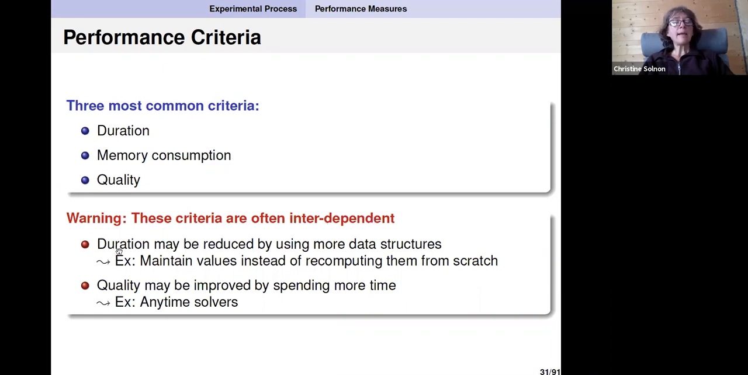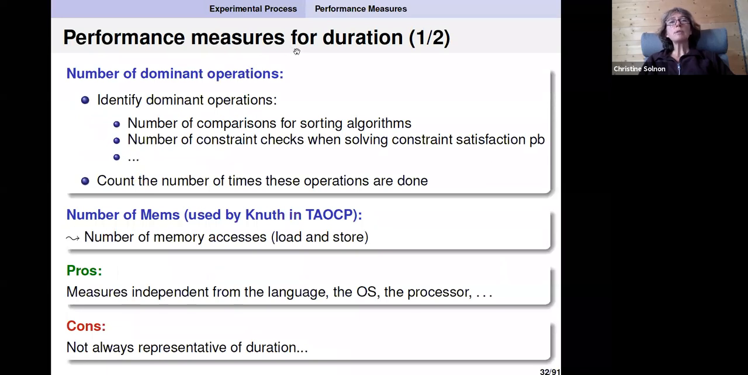It is well known that we can reduce the duration of an algorithm by using more data structures. For example, more data structures to maintain values instead of recomputing them from scratch at each iteration. And also, of course, the quality of the solution found by an anytime solver depends on the CPU time it can spend to find the solution. So a few words about the performance measures that can be used to measure the duration.